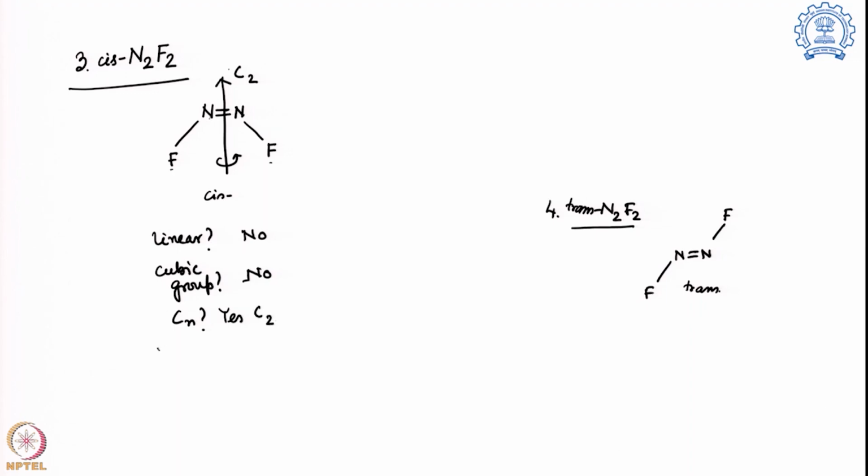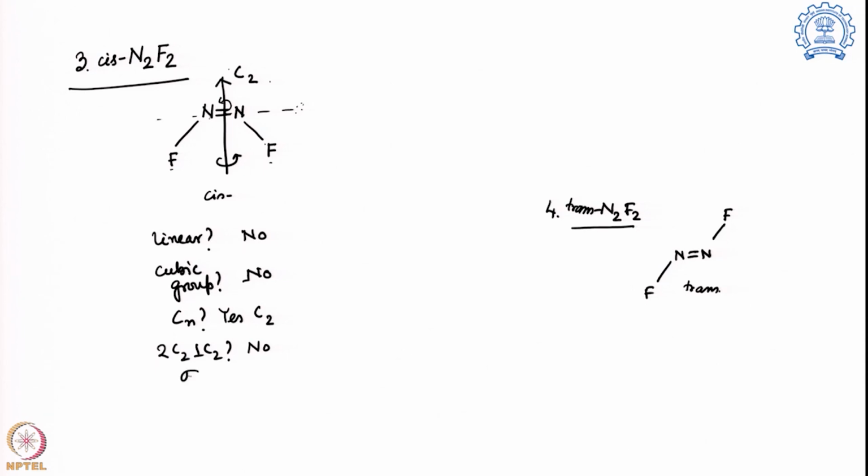Next question, do you have two C2 axes perpendicular to that C2? That means somewhere around here or somewhere around here, and those do not have any C2s, because if you rotate over here, you can see that the nitrogen remains the same, but the fluorines come on the top side from the bottom. That is not going to match the original configuration. So, there is no, which means it does not belong to a dihedral group.